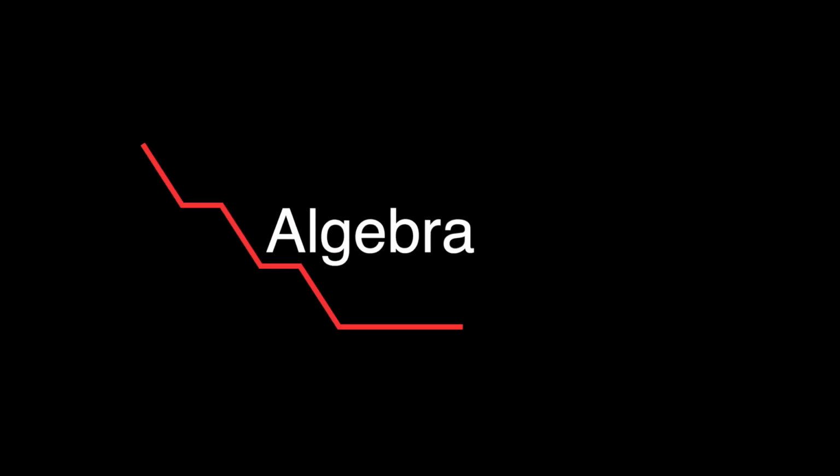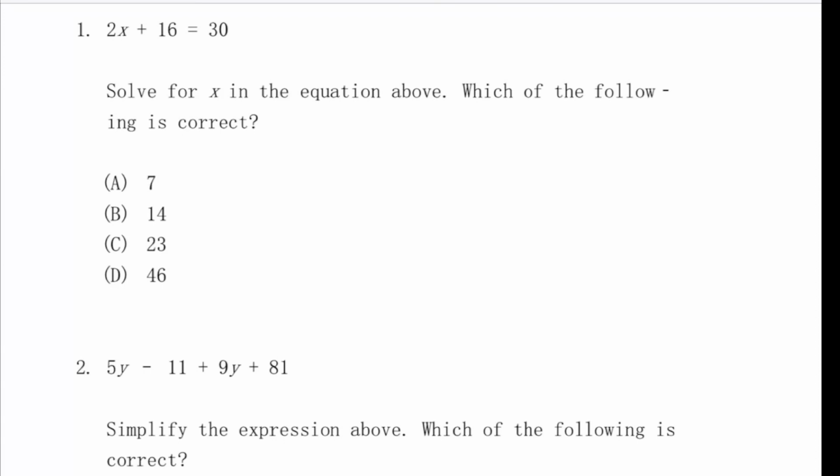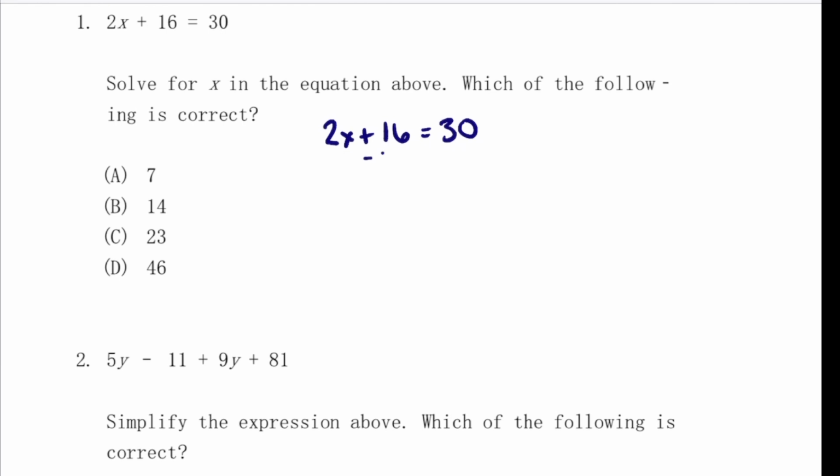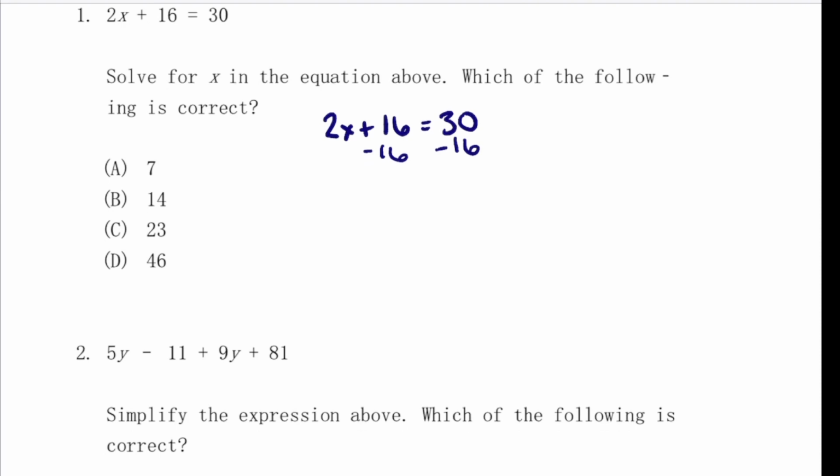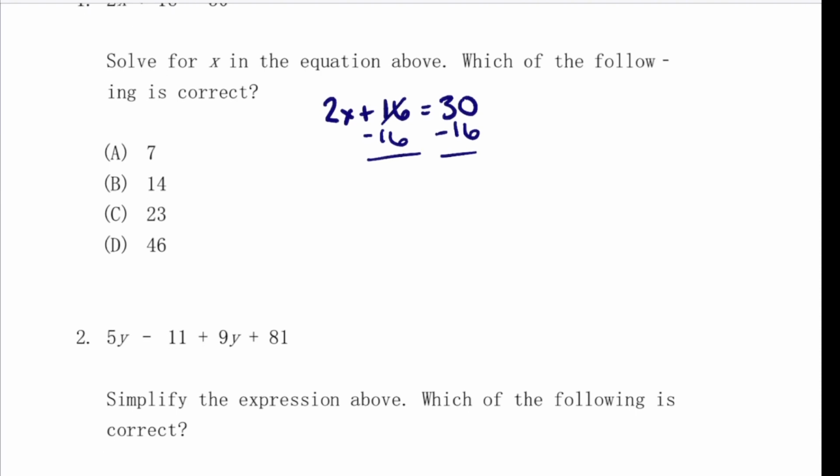Okay, now let's talk about algebra. Solve for x in the equation above. Which of the following is correct? So 2x plus 16 equals 30. So first thing we're going to do is subtract 16 from both sides. So now you're going to get 2x equals 14.